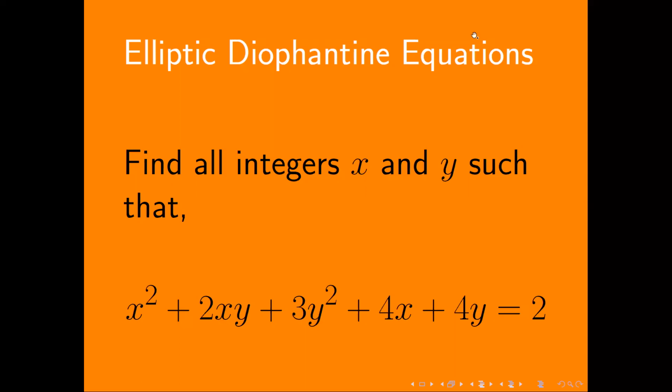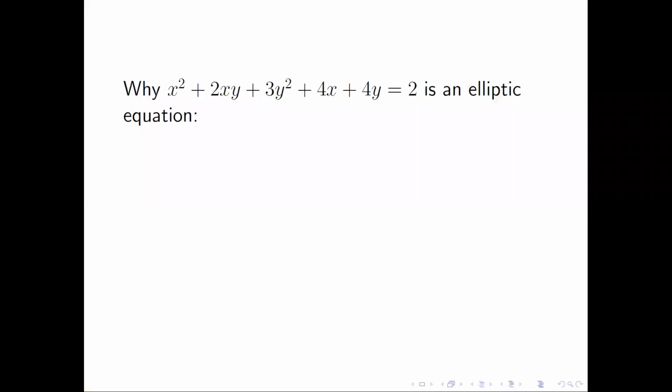Hello everyone. Today we are going to solve an elliptic Diophantine equation. So we are going to find all integer solutions x and y for this quadratic equation. First of all, why is this equation called an elliptic equation? Of course, the reason is that the graph of the equation is an ellipse.